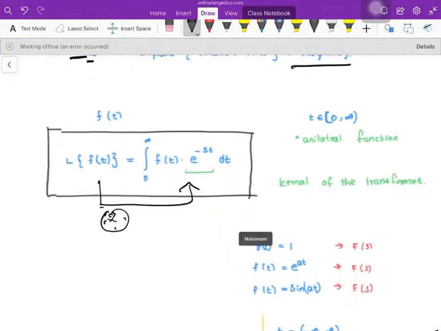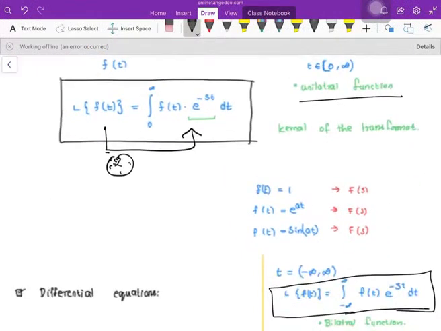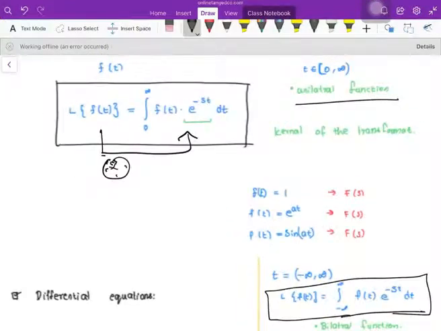So let us try to solve the Laplace transform of some functions: f of t equal to 1, e power at, and trigonometric functions. Let us solve the Laplace transform of a constant function, then an exponential function and a trigonometric function.